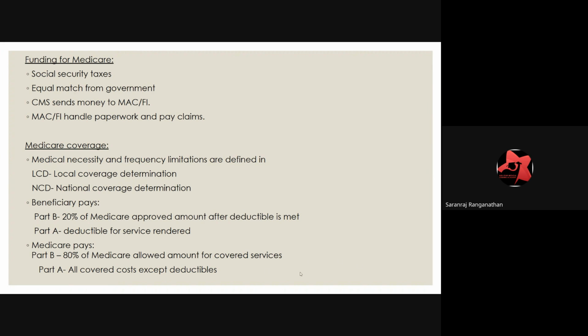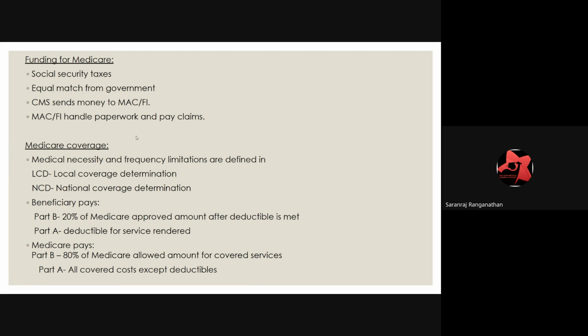So how will the funds come to Medicare? First, social security taxes from the people. Then an equal match from the government. Then CMS sends the money to these two. Then these two handle the paperwork and pay the claims.